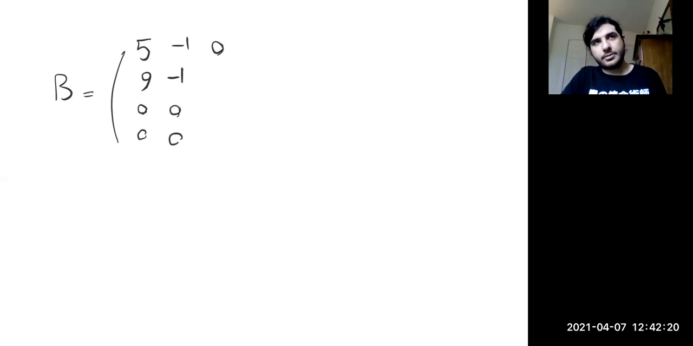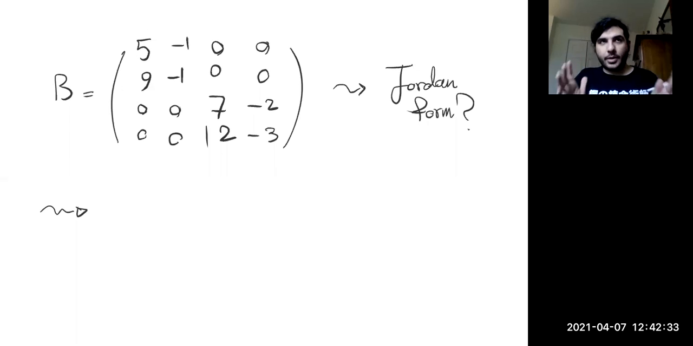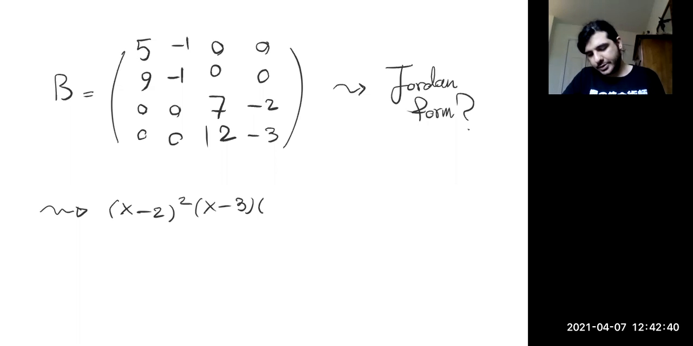Let's make it a little larger matrix. So 5, 9, 0, 0, minus 1, minus 1, 0, 0, 0, 0, 7, 12, 0, 0, minus 2, minus 3. The question is: find the Jordan form of this matrix. So we should form the characteristic polynomial. The characteristic polynomial is x minus 2 squared times x minus 3 times x minus 1. So the eigenvalues are 1, 3, and 2.